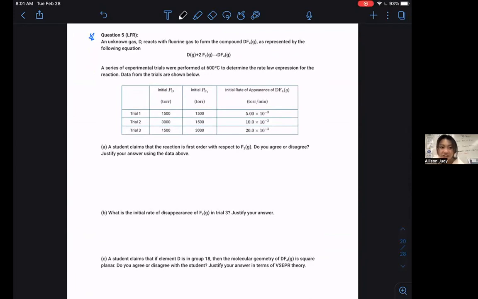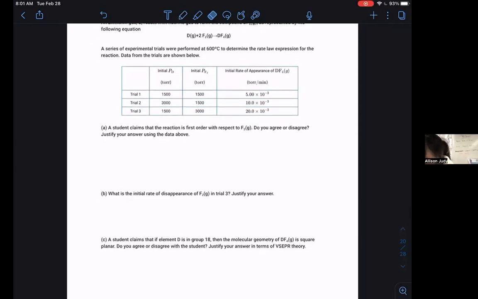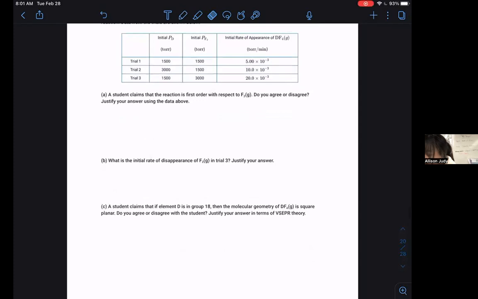And what we have here is an unknown gas D reacts with fluorine gas to form the compound DF4 as represented by the following equation. A series of experimental trials, remember, because rate law can technically only truly be determined through experiment. We can create a bunch of theory and patterns, but in the end, true rate law is only determined through experimentation. It was performed at 600 degrees Celsius to determine the rate law expression for the reaction.